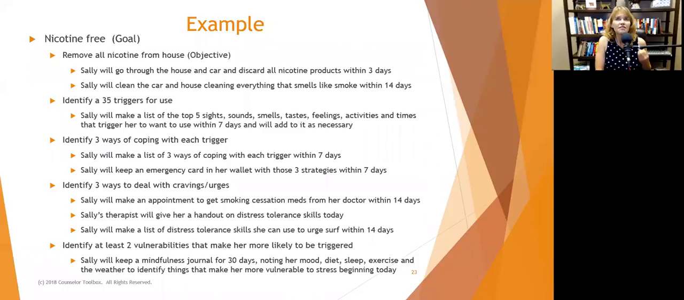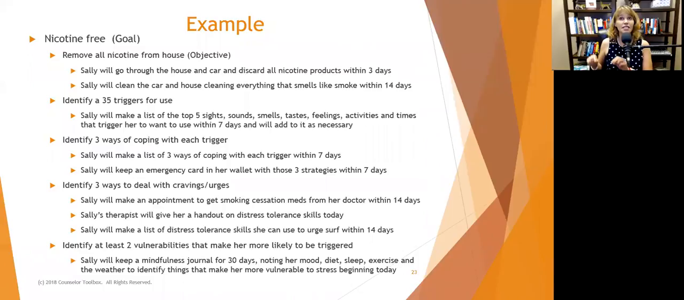So Sally will make a list of the top 5 sights, sounds, smells, tastes, feelings, activities, and times that trigger her to want to use within 7 days, and will add to it as necessary. So I want her to consider all types of triggers that are there. And this will get her, again, being more cognizant of the issue and what she's doing. It's like when you start keeping track of what you eat in a nutrition diary. A lot of people actually eat about 20% less calories when they're putting it into a nutrition diary because they're seeing it and they're more cognizant of what they're eating. Identify 3 ways of coping with each trigger for smoking. So she'll do that, make a list.